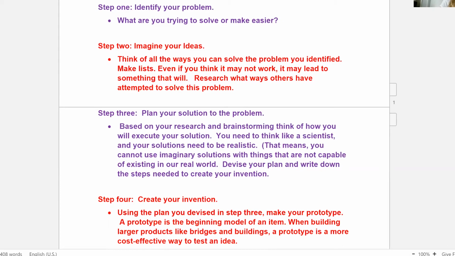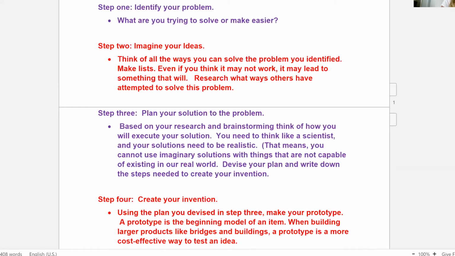Step 2, imagine your ideas. Think of all the ways you can solve the problem you identified. Make lists. Even if you think it may not work, it may lead to something that will. Research what ways others have attempted to solve this problem.